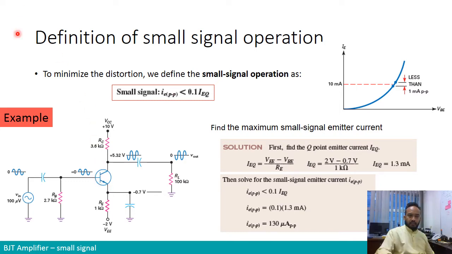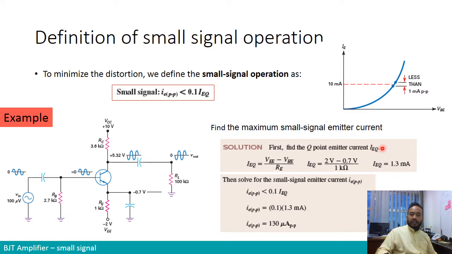That is actually obtained from this loop over here. You have minus 0.7 here, minus 2 volts, and RE. So by doing the calculation, we have the emitter current at point Q equal to 1.3 milliamps.